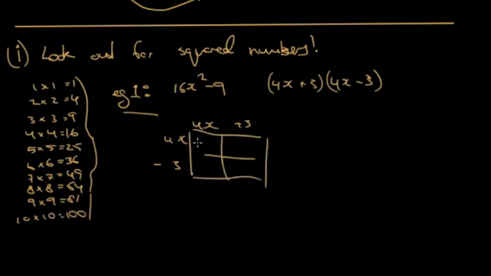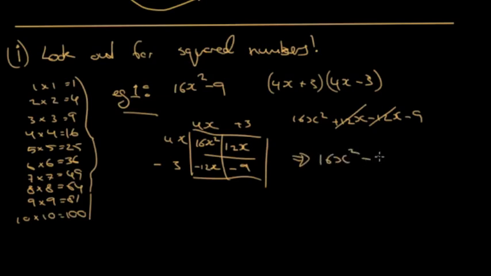4x times 4x is 16x squared. 4x times 3 is 12x. 4x times minus 3 is negative 12x. And 3 times negative 3 is negative 9. So these cancel. So 16x squared plus 12x minus 12x minus 9 gives 16x squared minus 9, as required.